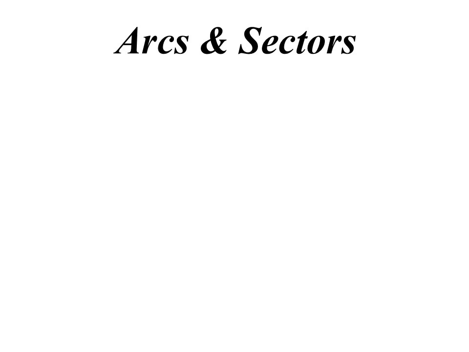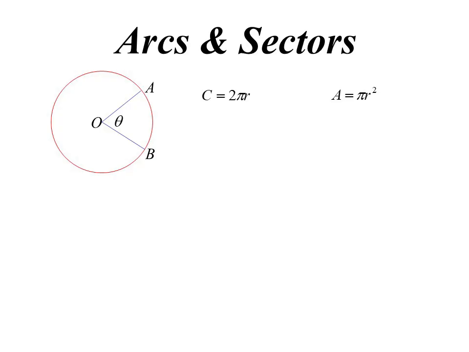Arcs and sectors, which of course all has to do with the circle. We know the circumference of a circle, of course, 2 pi r, and the area pi r squared. So when we talk about the complete shape, but what we're now interested in, what if we just want a piece of it? Drawing a radius here, marking our shape.